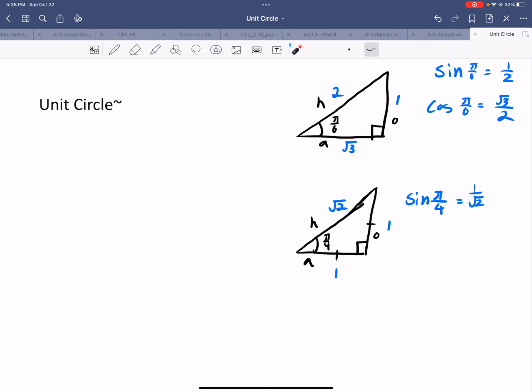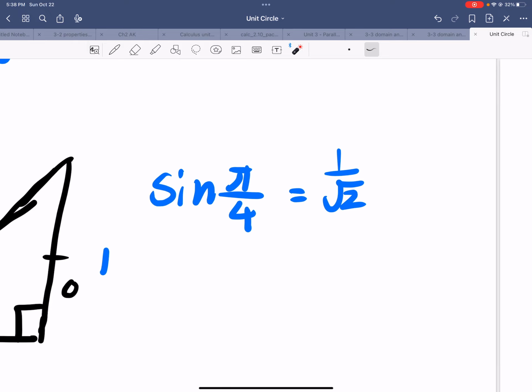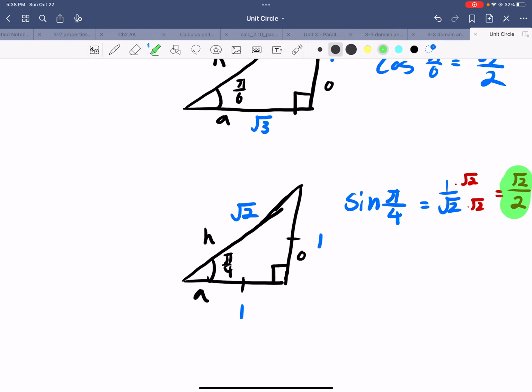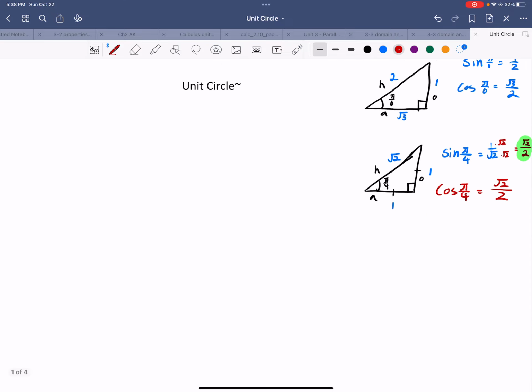But normally, we don't put radicals in the bottom, so what we usually do is multiply by square root of 2 on top and bottom. So this is going to be square root of 2, because 1 times square root of 2 is square root of 2, over square root of 2 times square root of 2, which becomes 2. Normally you're going to see this one, okay? Same thing for the cosine: cosine pi over 4 is equal to square root of 2 over 2, okay?